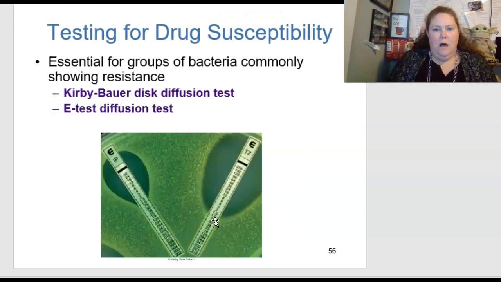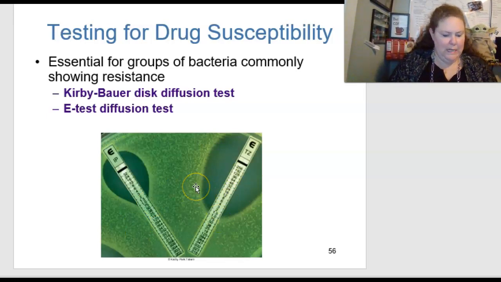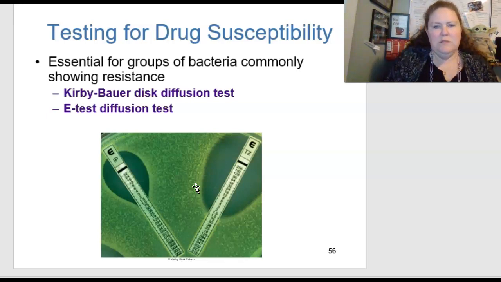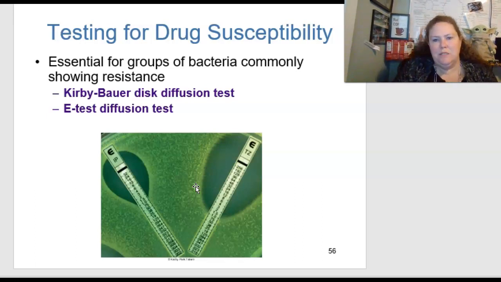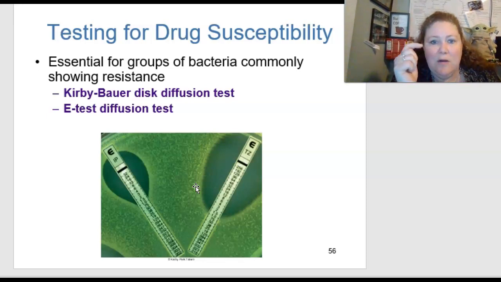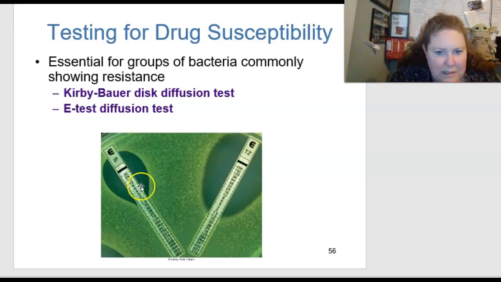Okay. So how do we do this testing for drug susceptibility? This is figure 12.19. And this is called an E-test, and this is a quantitative method for determining sensitivity. So this is essential for groups of bacteria that are commonly showing resistance. And so we can either use that Kirby-Bauer that we just talked about in the previous slide or this E-test diffusion. With this, this test uses a plastic strip that contains a pre-measured gradient of the drug, and it's labeled with a scale that indicates varying concentrations in micrograms.